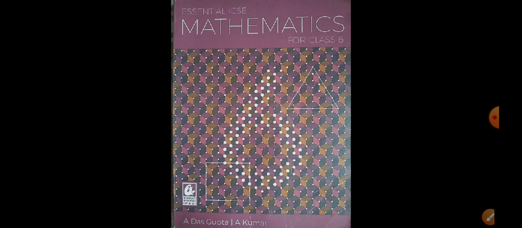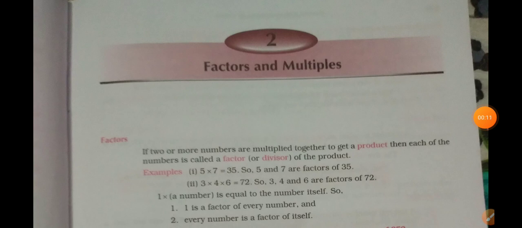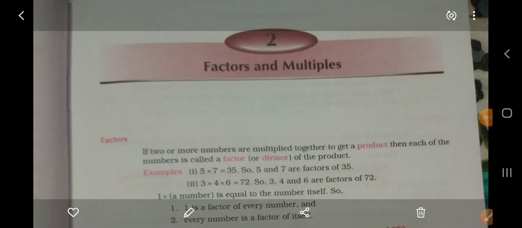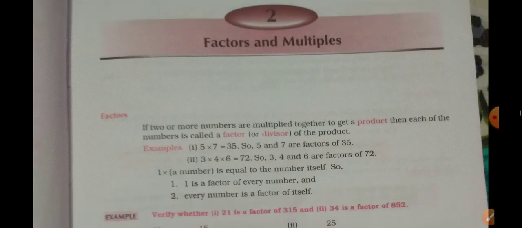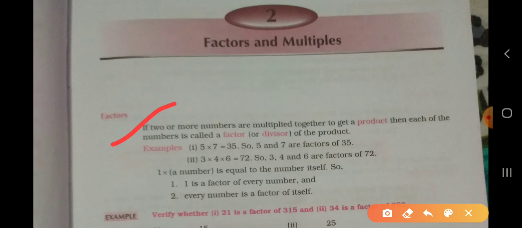Students, today we will start chapter number 2, factors and multiples. Factors. If two or more numbers are multiplied together to get a product, then each of the numbers is called a factor or divisor of the product. Yes, we can understand this with an example.